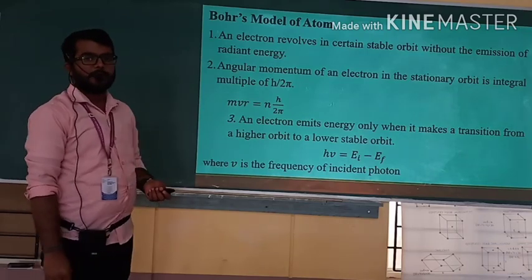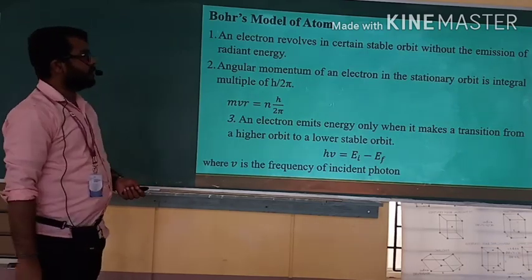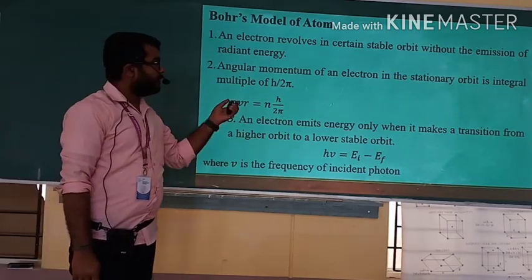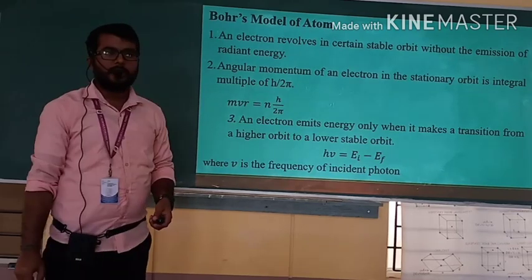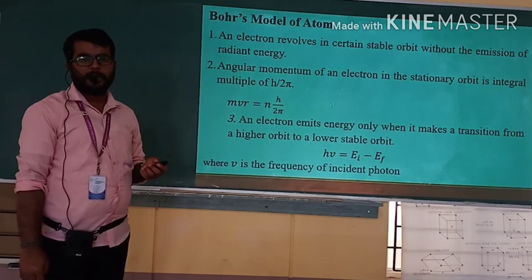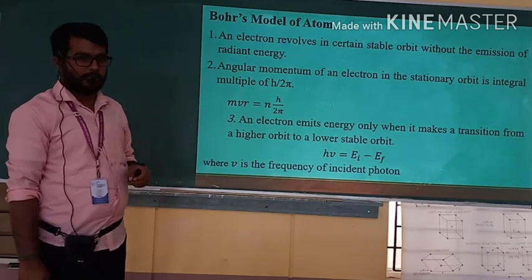Today the next concept of CET is Bohr's atomic model. In Bohr's atomic model, there are three postulates. The first postulate says that an electron revolves in a certain orbit without the emission of radiant energy. That is, the energy emitted in that orbit is equal to zero.